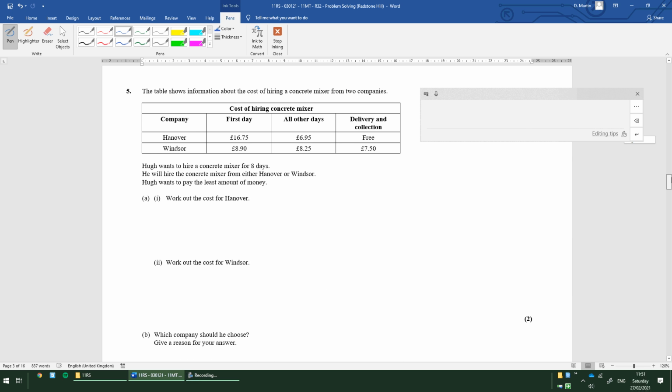Right, question 5. We're given a table that gives some information about some costs. It says he wants to hire it for 8 days. And he wants to hire it from either Hanover or Windsor, but he wants to pay the least amount of money. So we're going to work out the costs for each one first. At Hanover, it's going to be £16.75 for day 1. And then we've got £6.95 for each of the other 7 days. So we're going to add £6.95 times 7. Delivery and collection are free. So that's what we need to work out.